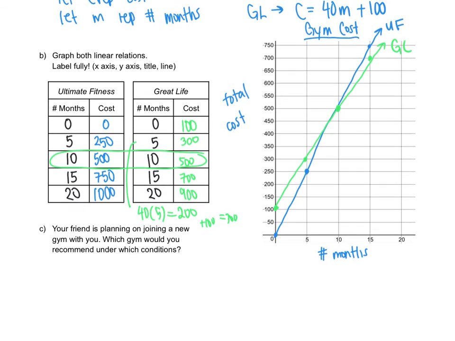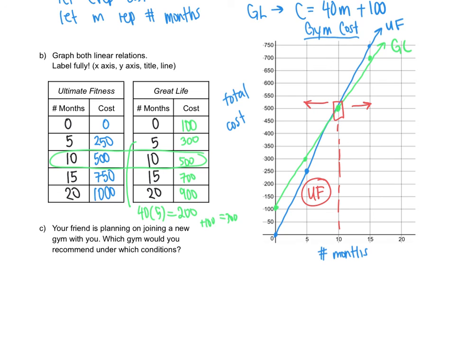And here I just have one question. Your friend is planning on joining a new gym with you. Which gym would you recommend under which conditions? And we do have to be specific. So it is going to depend on this point of intersection. So 10 months, both gyms are charging $500. So we're going to look less than 10 months, more than 10 months. So when we're less than 10 months, so there's our line, the blue line is below. So it's the cheaper option, and that is Ultimate Fitness. When we're more than 10 months, it is now Great Life, the green line that's below. So it's the cheaper option.